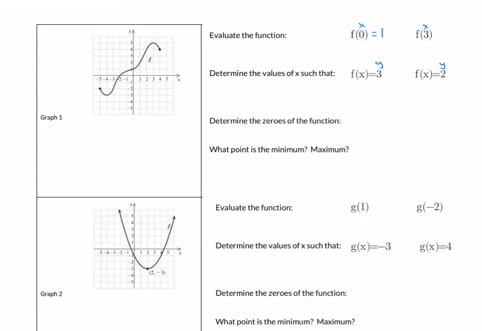Okay, f of 3. In order to find this, we're going to come over to where x is equal to 3. And we want to go along our graph to figure out where it crosses our graph. We're up here. This point right here has an x-coordinate of 3. We want to know our y-coordinate. Our y-coordinate is 5. So f of 3 equals 5.